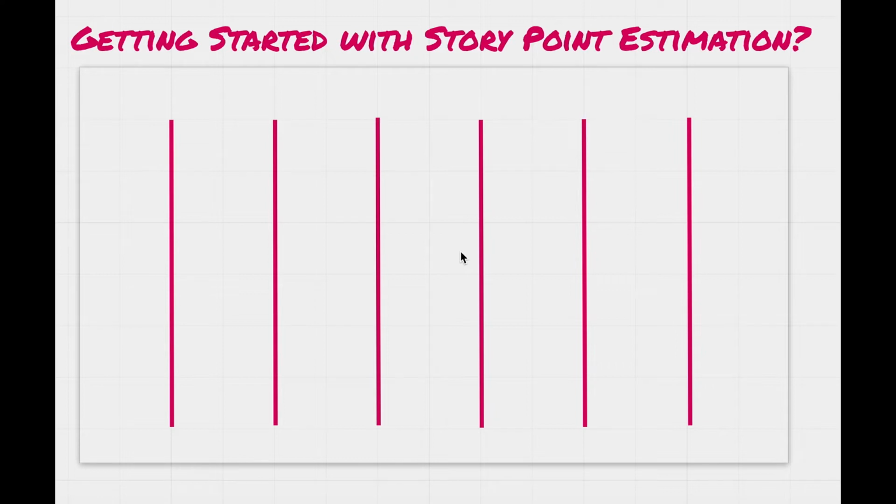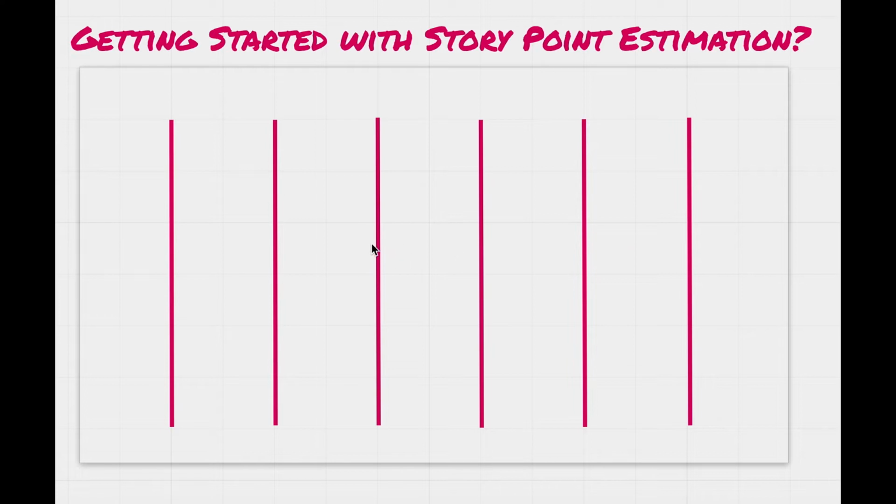What I found the major problem with most Scrum teams is they want to actually start with story point estimation. They want to transform from hours estimation to story points, but they actually don't know how to do this. So if you are also facing the same problem, then this video may be right for you.